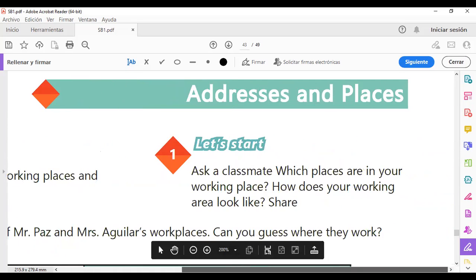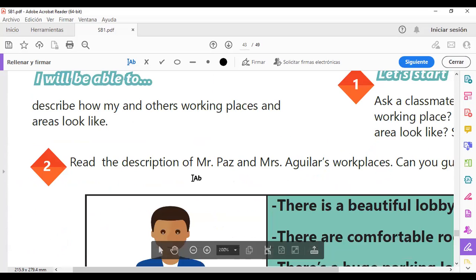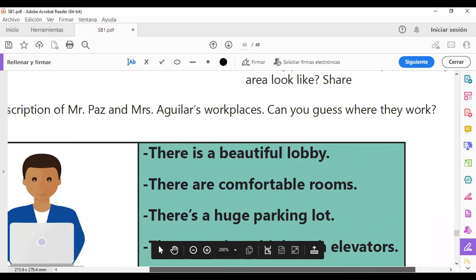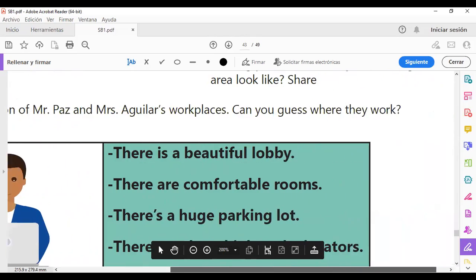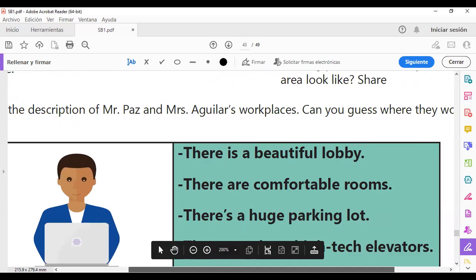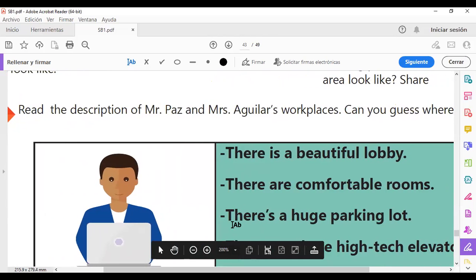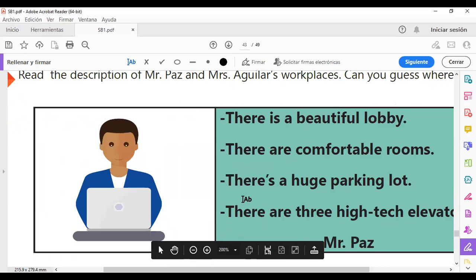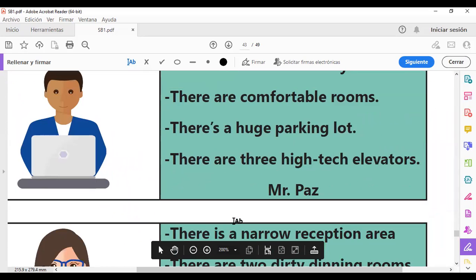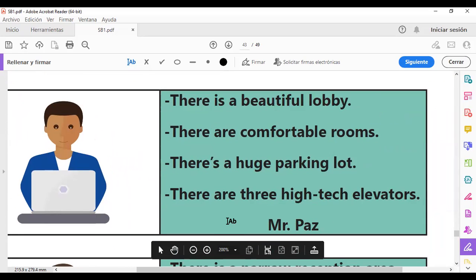Okay, now, let's start. Well, this is something that we're going to continue working on tomorrow. Okay, les va a quedar de tarea que vuelvan a revisar su presentación respecto al lugar donde trabajan y pulan esa presentación porque al entrar en la clase próxima lo vamos a ver de nuevo, okay?